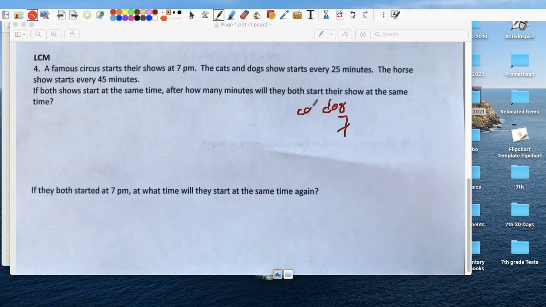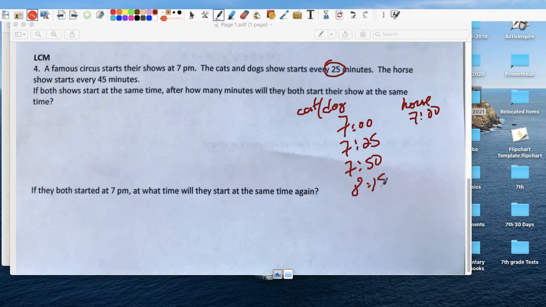So here's what we have. The cat and dog show. And the horse show. So at 7 p.m. they both start, right? The cat's every 25, so at 7:25 they have another show. At 7:50 they have another show. At 8:15 they have another show, etc. At 7 o'clock they started together.